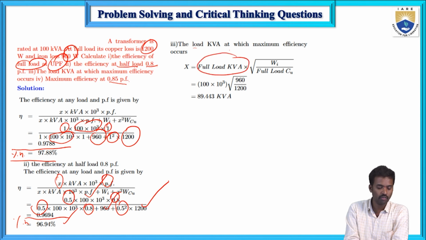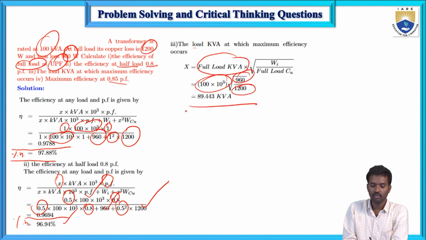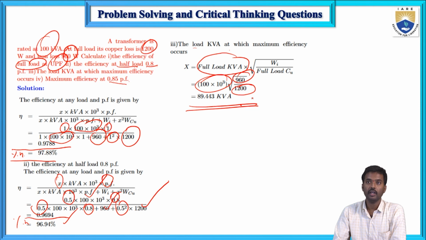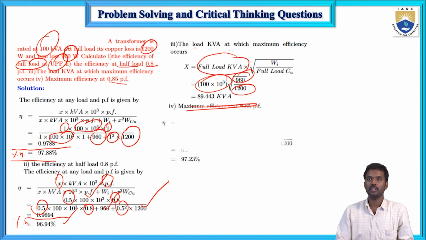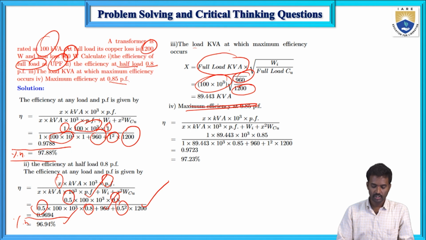And next, the load kVA at maximum efficiency. What is the full load kVA? 100. So 100 kVA, times the square root of iron losses by copper losses, and that value equals 89.443 kVA.